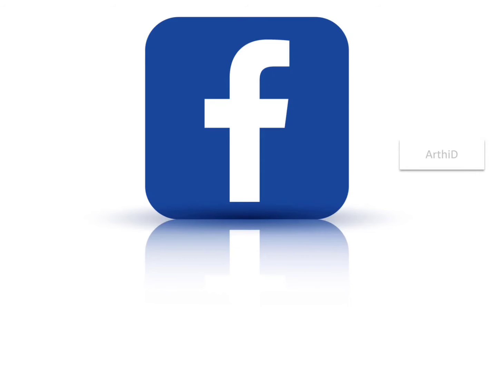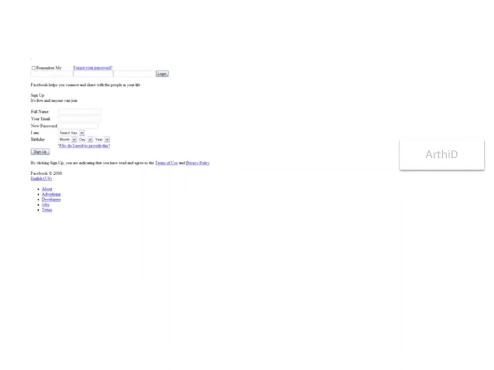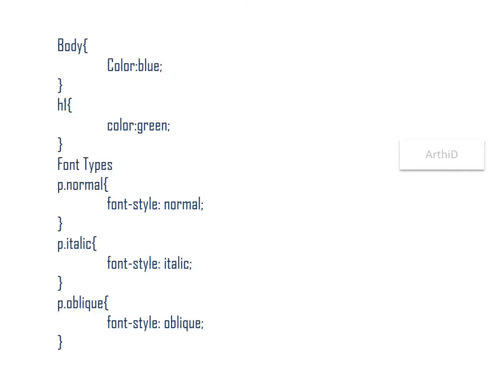Imagine you want to code this homepage using HTML. HTML essentially would define all the content, the text, the images, the links. This is an example coding, but without CSS, the artist, and without JavaScript, the wizard, an HTML only website would look like this. So, CSS adds the styling to a website.